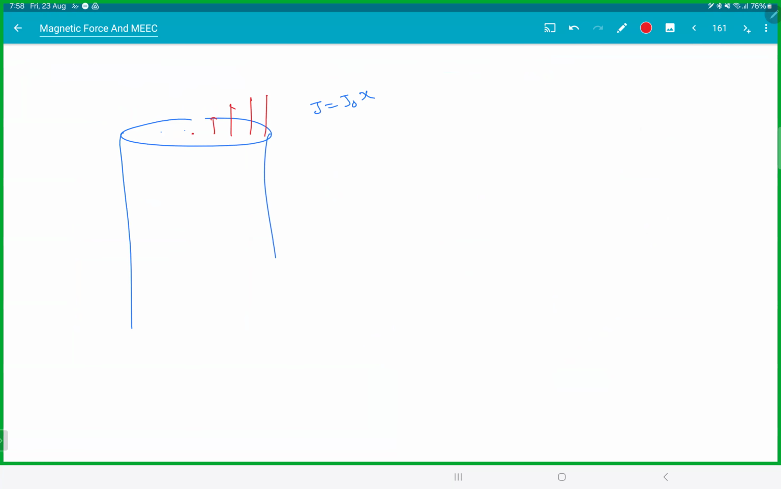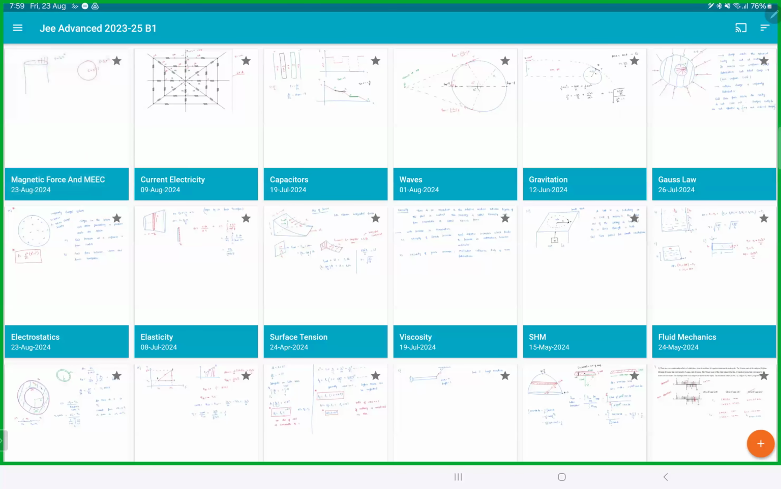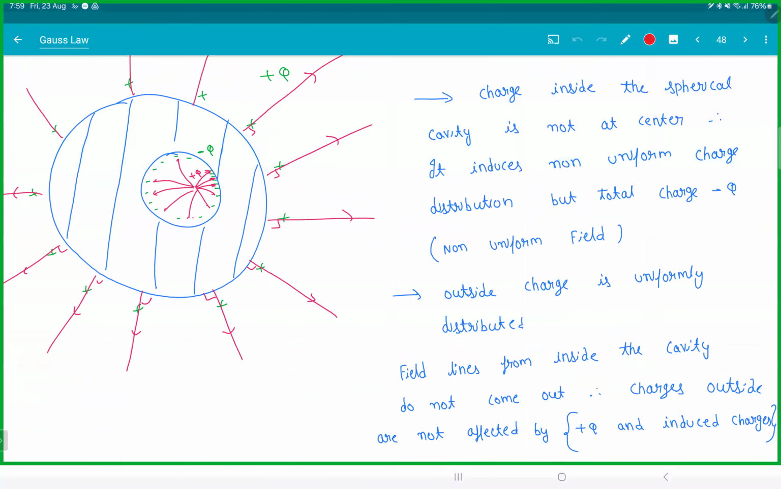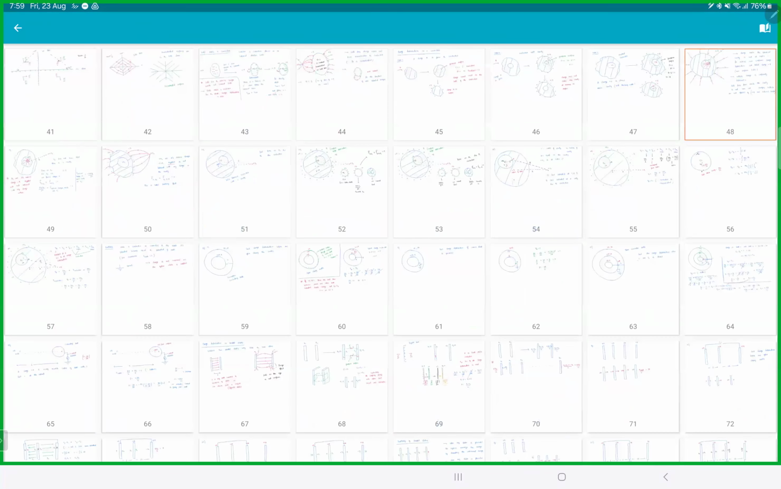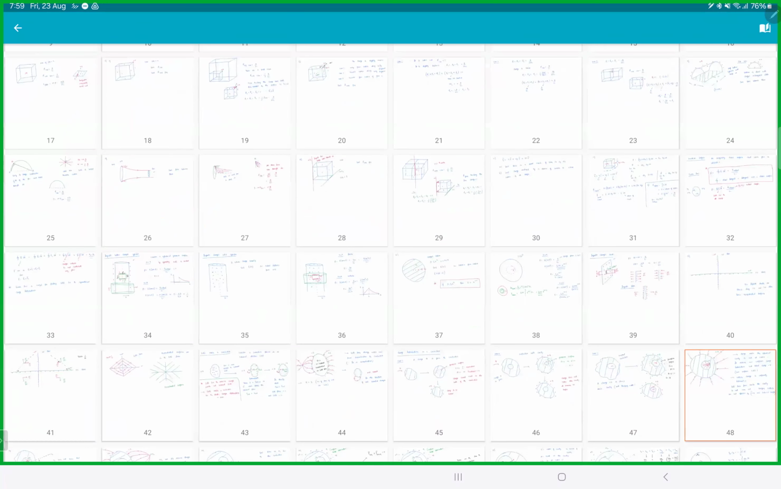This I told you to remember in Gauss law. If the current density is x power n, what is the field? Anyone remembers? In a solid sphere, if rho is equal to rho naught r power n, then the field inside is proportional to r power what? Nobody remembers anything. I'm telling you now, you forgot, right?